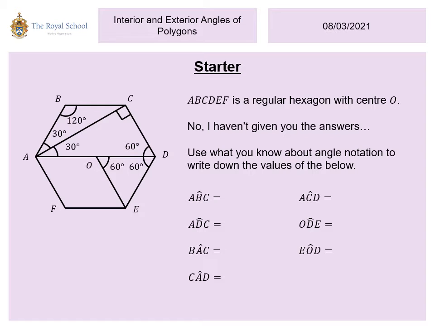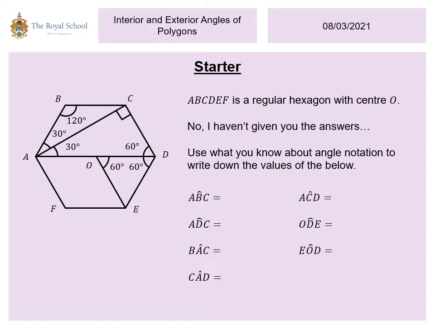So, starter activity today: I've got a hexagon which is labelled A, B, C, D, E, F, and you'll see this quite often in exam questions where the vertices, or the corners, of the shape are labelled with letters. I haven't given the answers to these questions, although they are visible on the shape itself. I want us to use our proper angle notation to write down the values of the angles below, and I'll give us a little starting hint on this.